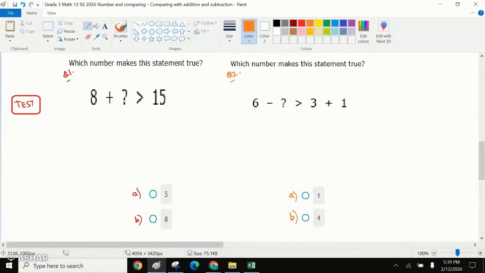Question number 2. Yes, thank you, May. This is perfect, because if we write 8 over here, that means 8 plus 8 is 16. This has to be greater than 15. True. What about the next one?